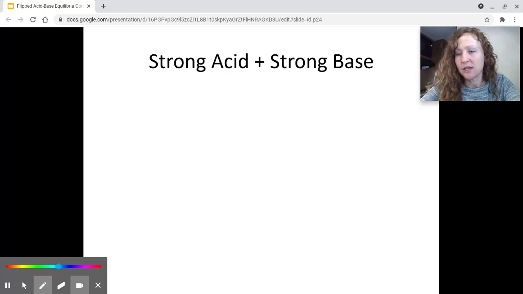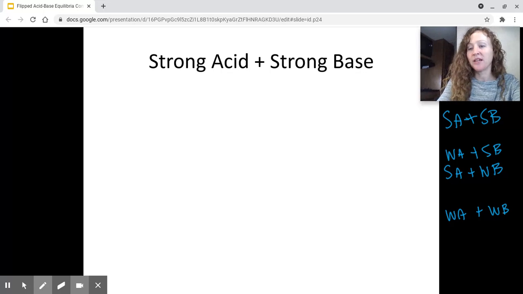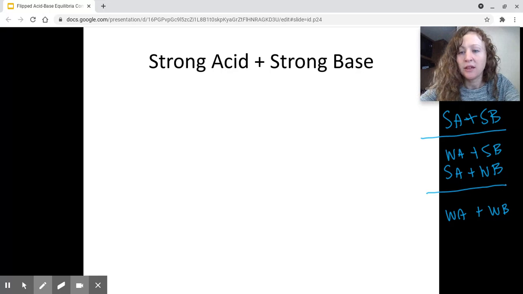You could mix strong acid with strong base. You could also mix weak acid with strong base, or a strong acid with weak base, or a weak acid with weak base. Okay, so these are kind of our categories, and the math is going to change slightly within these categories. Think about the math here.